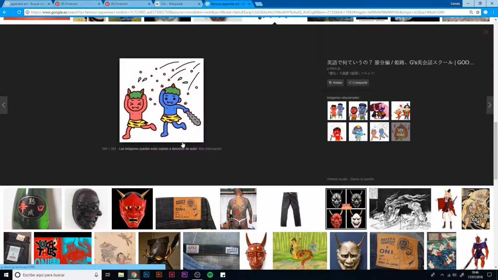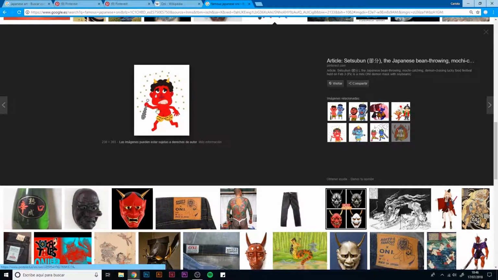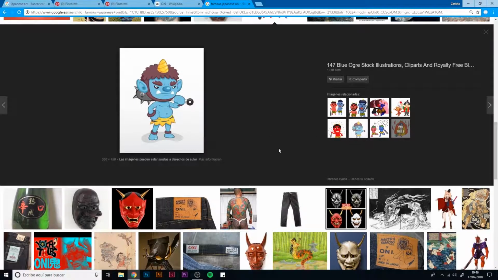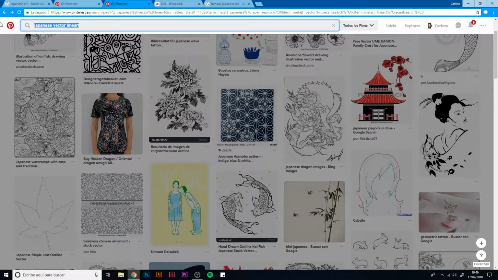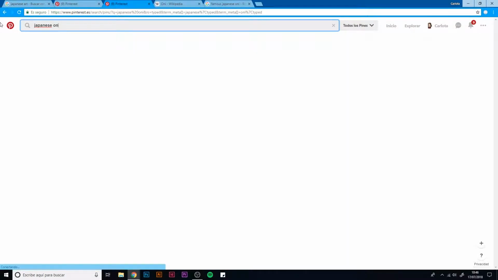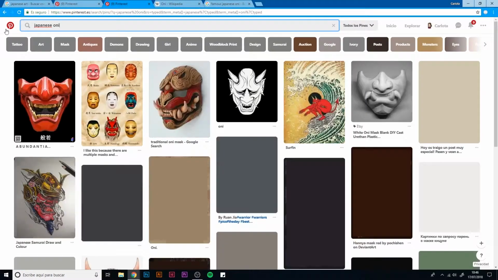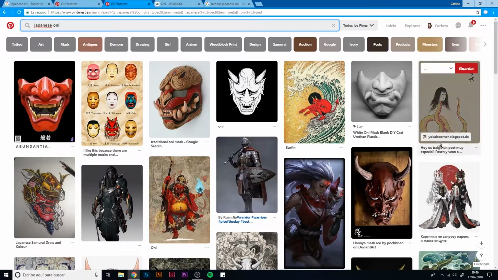Well, here we find different representations of the story, where we can see the red and the blue ogres. The red ogre is depicted with horns and the blue one with just one horn. So I'll take this into account for my drawings.